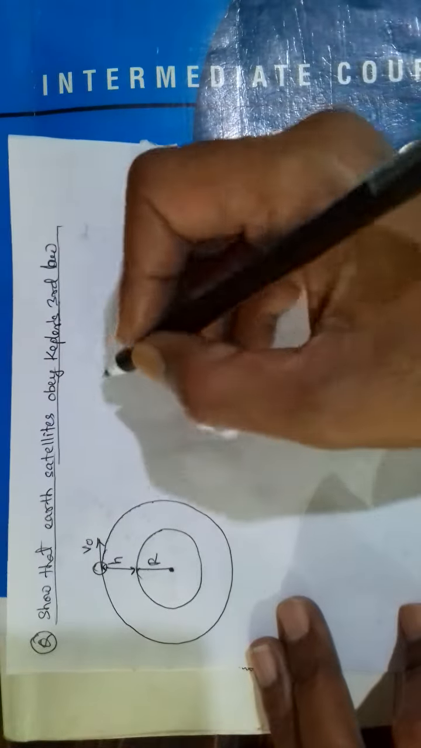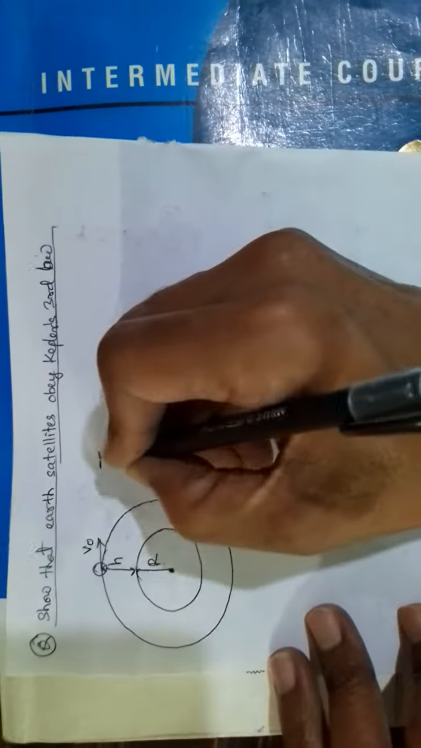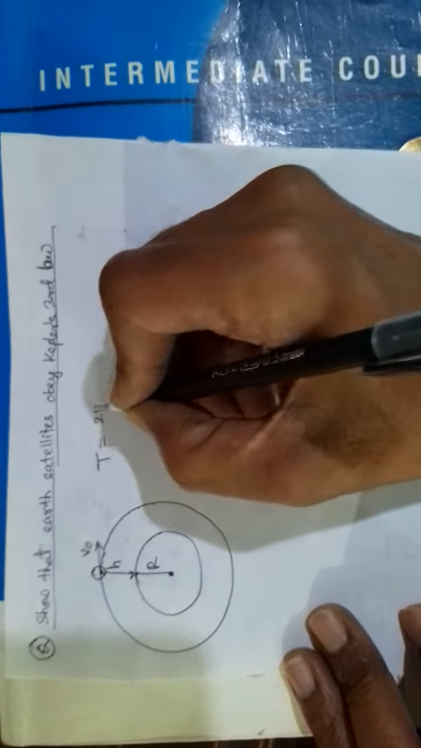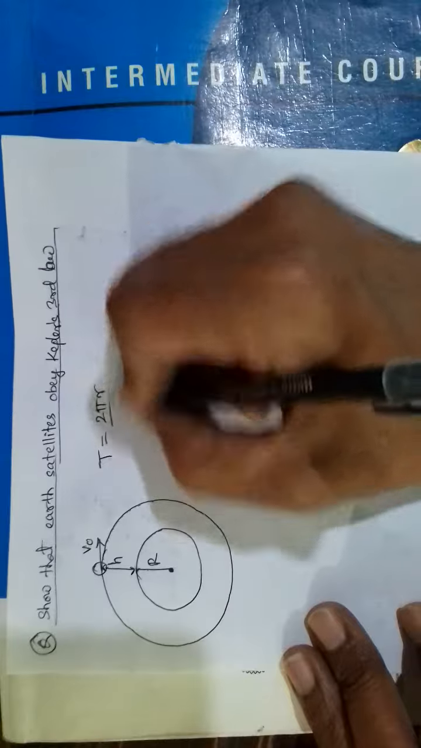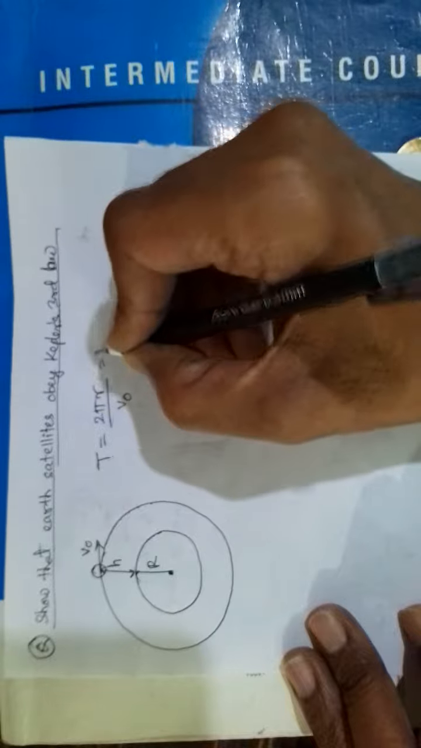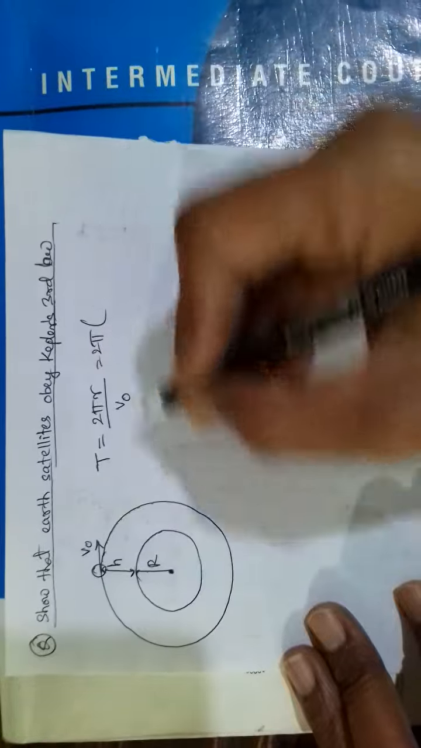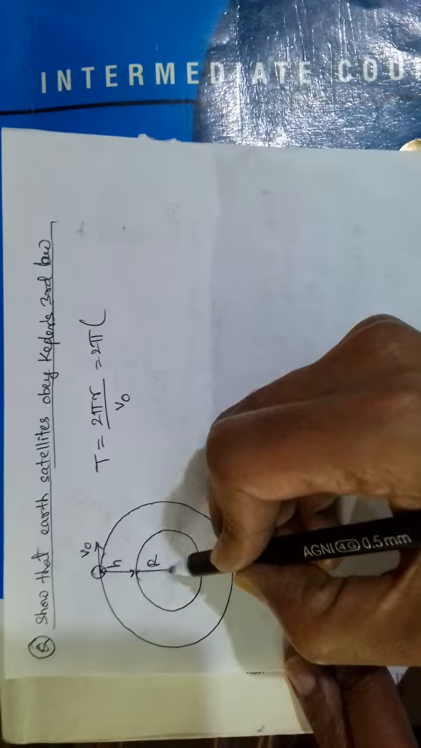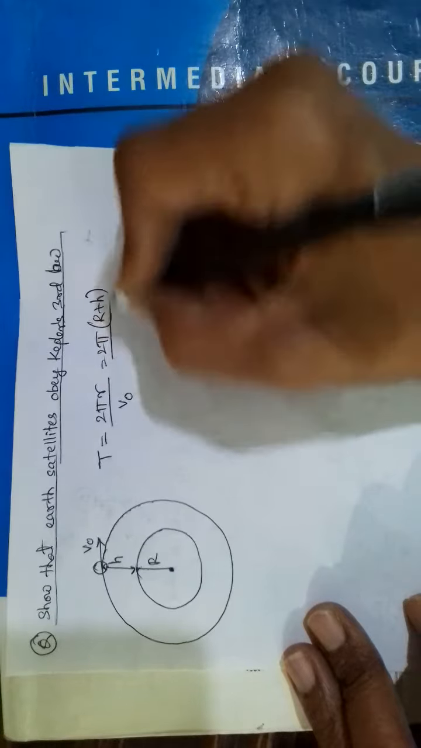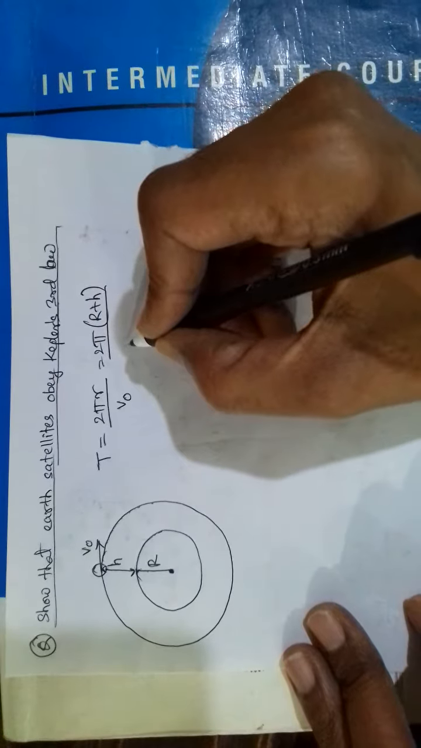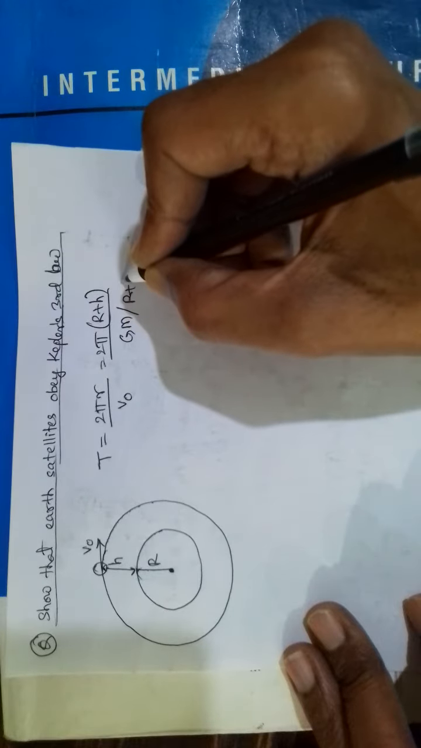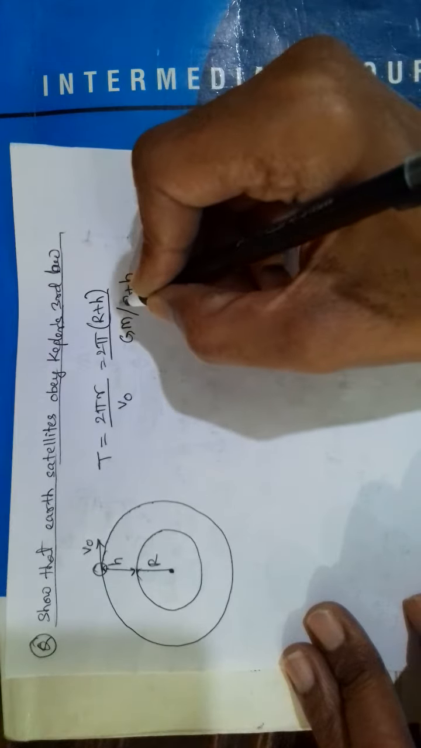Now let us see here. The time taken to complete one revolution, that is time period, is equal to the distance traveled in one revolution, which is 2 pi r, divided by orbital speed, since time is equal to distance by speed. This r is the orbital radius, and you get the radius by adding Earth radius plus height, R plus h. So in place of small r you write R plus h, divided by v naught, the orbital speed, which is the square root of GM by R plus h.